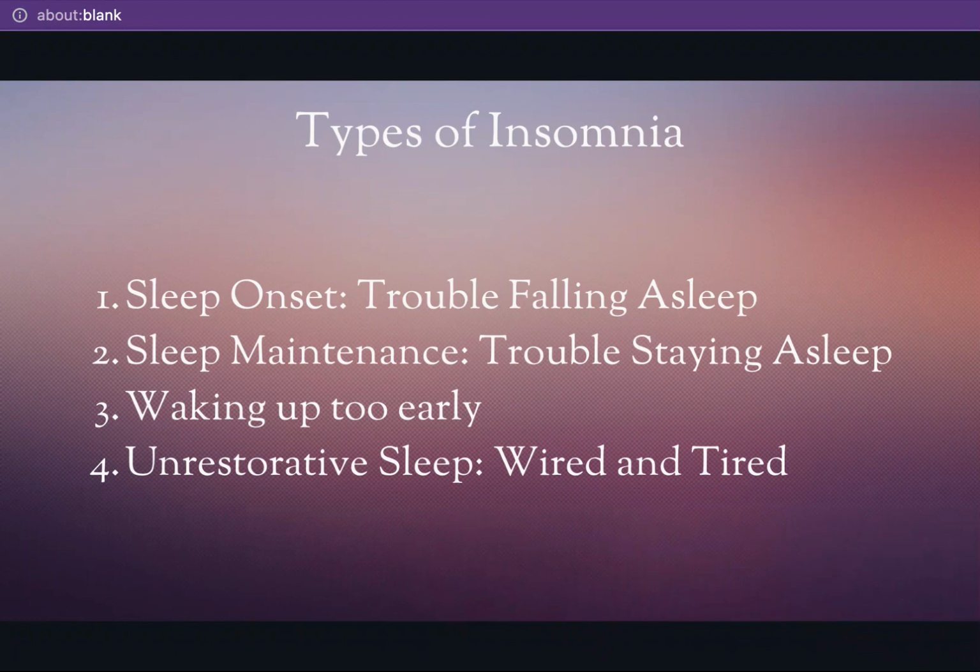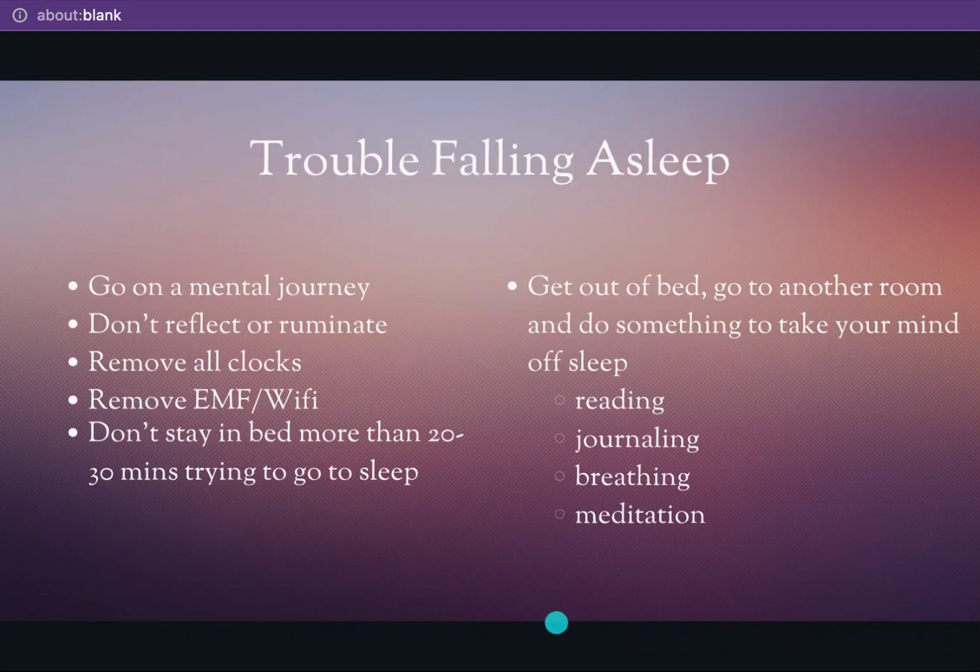And when we talk about stress maintenance, we'll talk about why a lot of people feel wired and tired due to issues with their stress hormones. We'll talk a little bit more about that. But these are your four main types of insomnia. And we're going to talk a little bit about what to do for each of them. So, for people who are having problems falling asleep, there are a couple of things you can think about. Number one is to go on a mental journey.